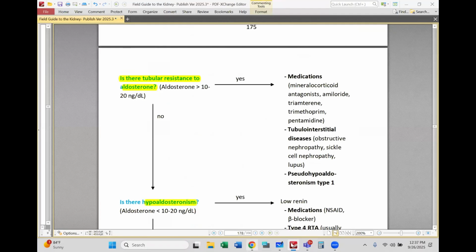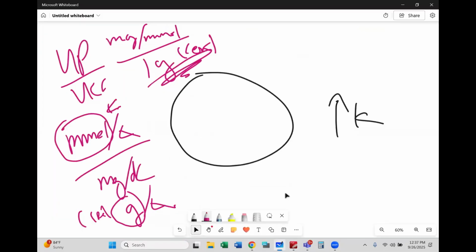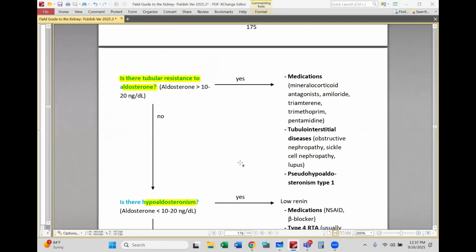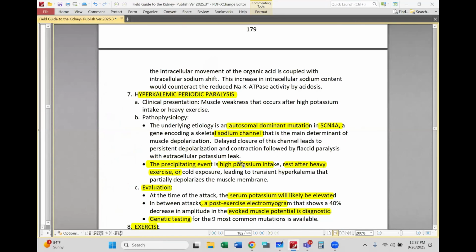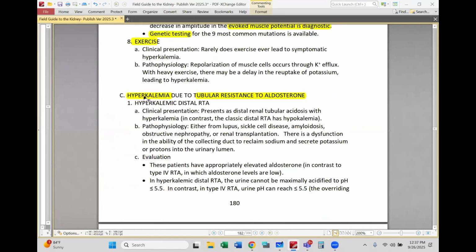Okay. So we don't have to go over aldosterone physiology because you guys own that now. We've gone through that ad nauseum, so I can just move quickly through this. The classic example of a cause of resistance to aldosterone would be a hyperkalemic distal RTA. We'll talk more about the RTAs when we talk about metabolic acidosis.